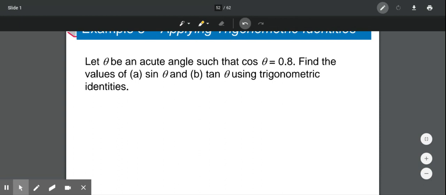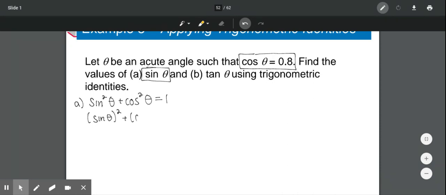It says theta is an acute angle such that the cosine of theta is 0.8. Find the values of sine and tangent using trigonometric identities. So if they give us a cosine, and for part A they want us to find the sine, we could use sine squared of theta plus cosine squared of theta equals 1, our Pythagorean identity, since we know the value for cosine. We could rewrite this as the sine of theta squared plus the cosine of theta squared equals 1.